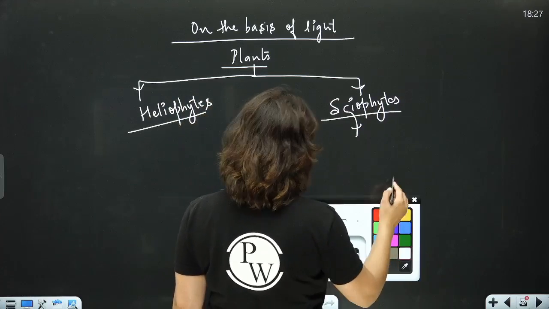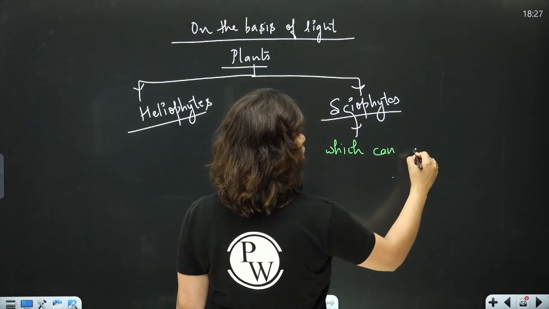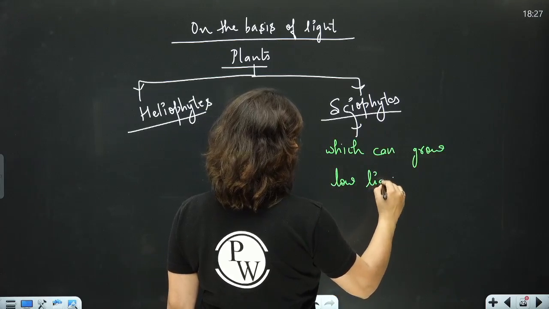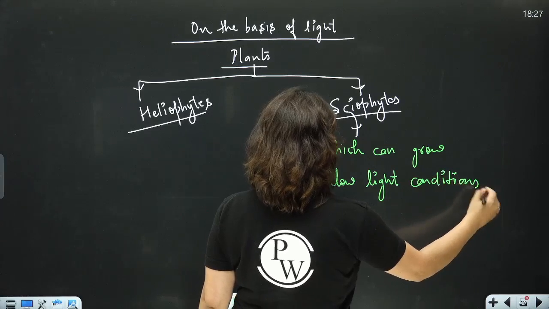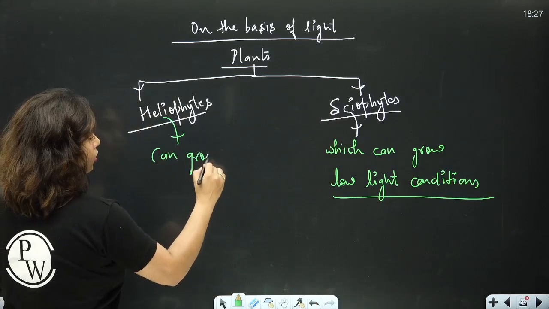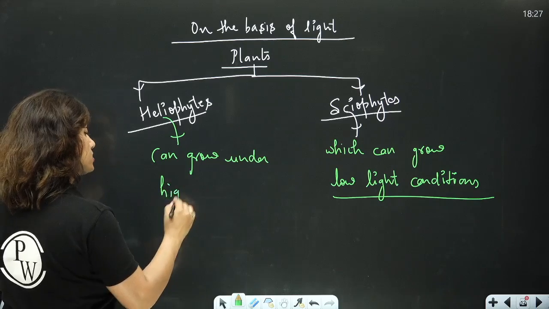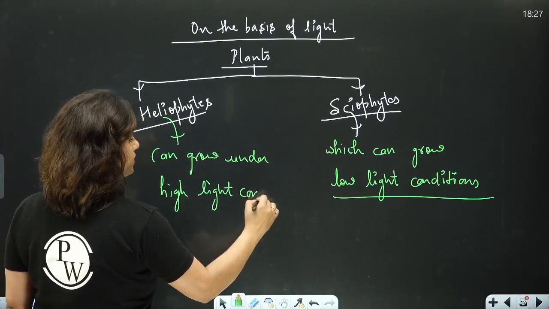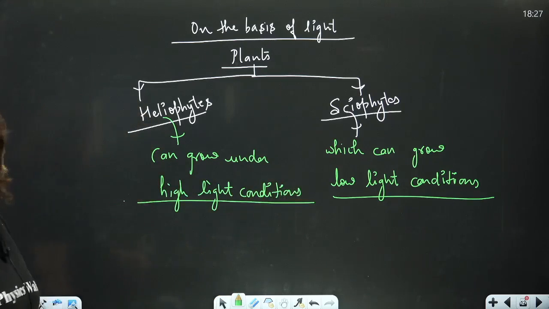Those plants which can grow under low light conditions, the plants which are adapted to grow under low light conditions, are called sciophytes, and the plants which are adapted to grow under high light conditions, that means they need proper sunlight to grow, those are the heliophytes. Heliophyte means sun loving, which needs light energy for their growth. Okay.